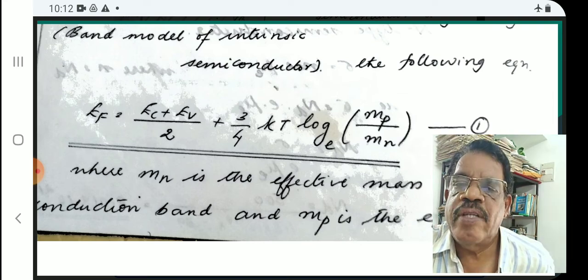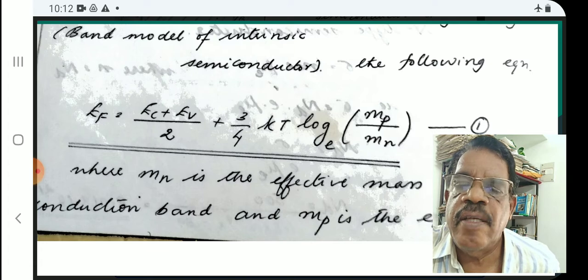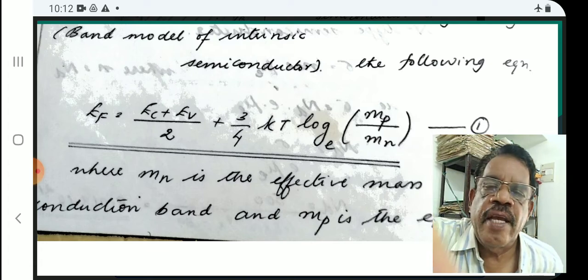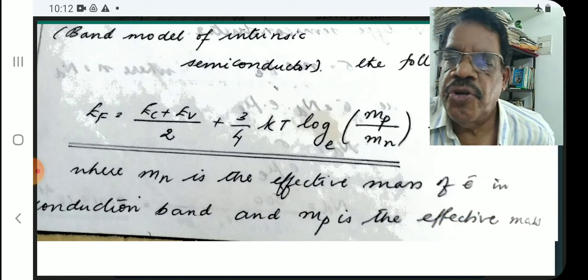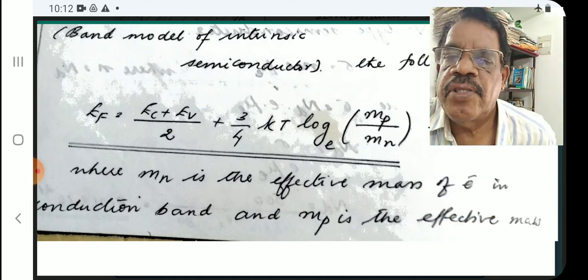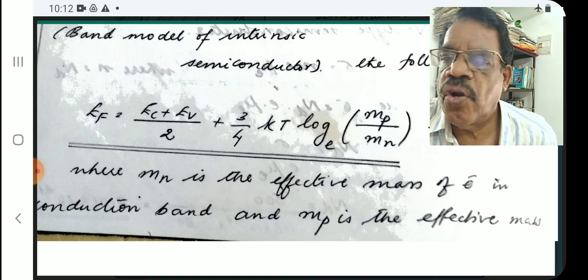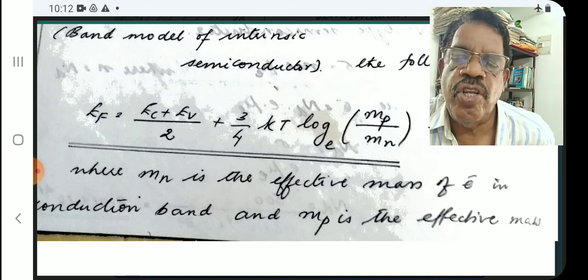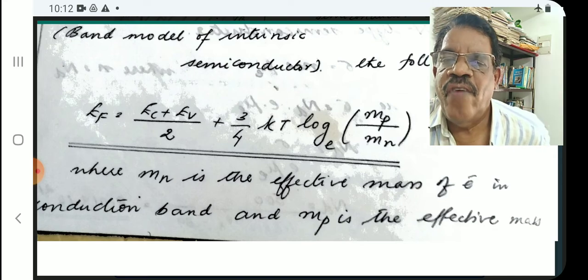K is the Boltzmann's constant, T is temperature, and what are Mp and Mn? They are masses of electrons in separate cases. That is written here. Mn is the effective mass of electron in the conduction band, and Mp is the effective mass of electron in the valence band.